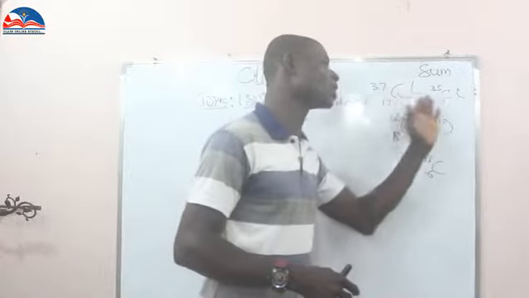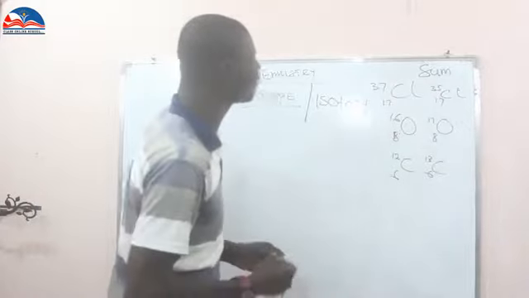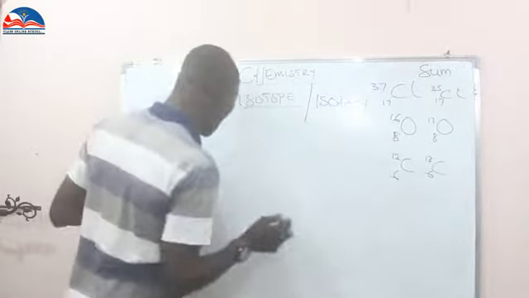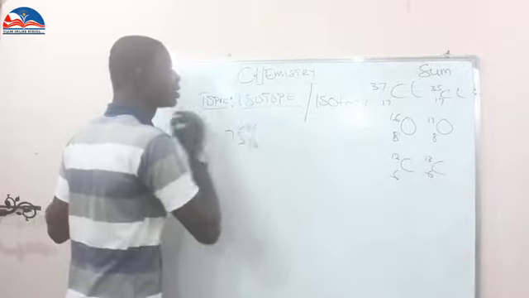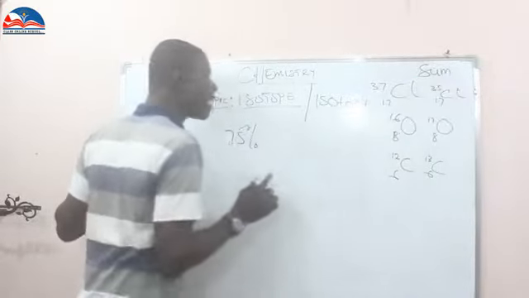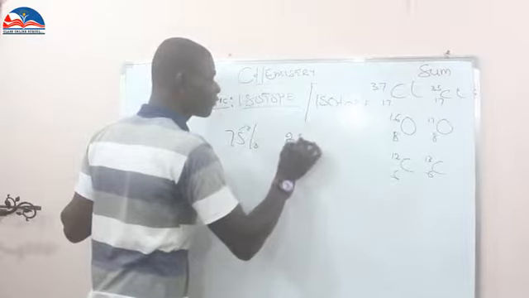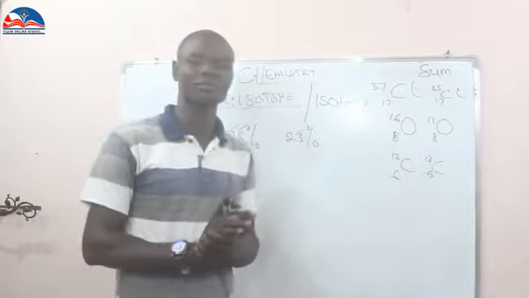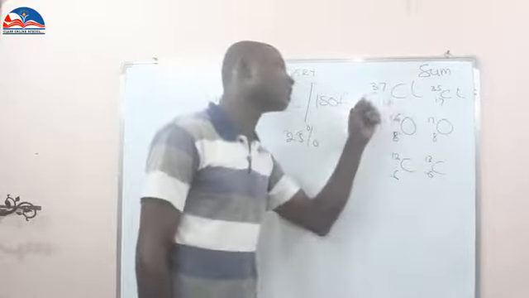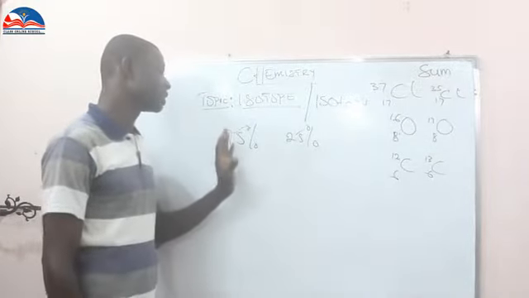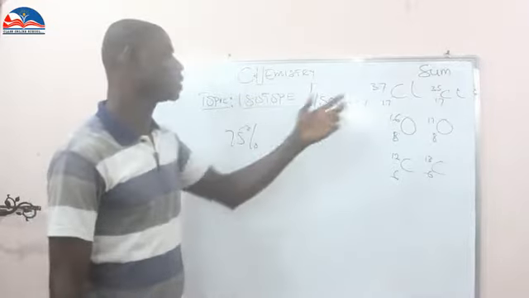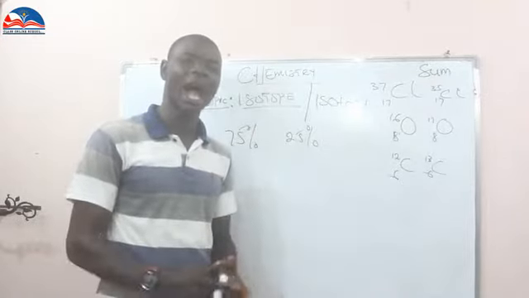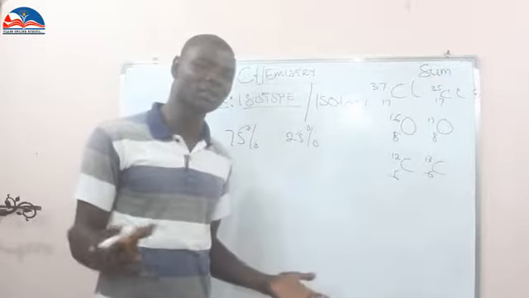Percentage abundance to which the chlorine occurs. Now, if you have this chlorine of mass 37 and atomic number 17, we have what we call 75% abundance. While this one, we have what we call 25% abundance. This is their occurrence in nature. Now, if this one that has 37 occurs in 75% abundance, and this one with 35 occurs in 25% abundance, how do you relate the two of them?